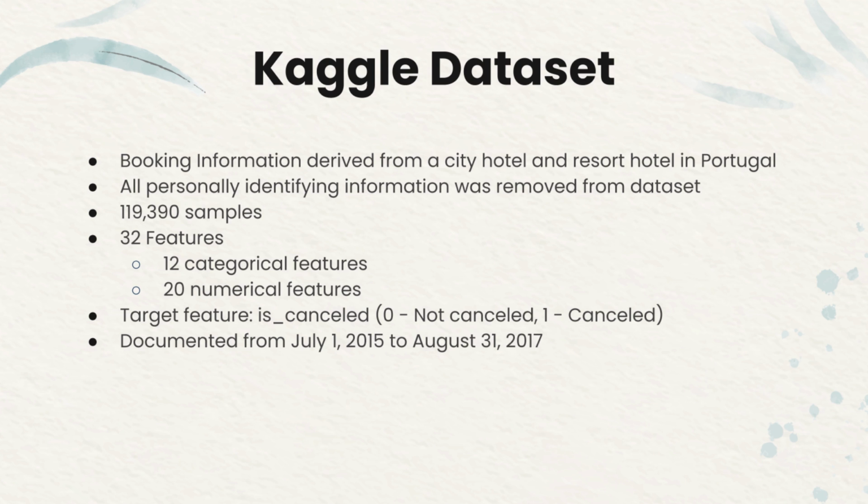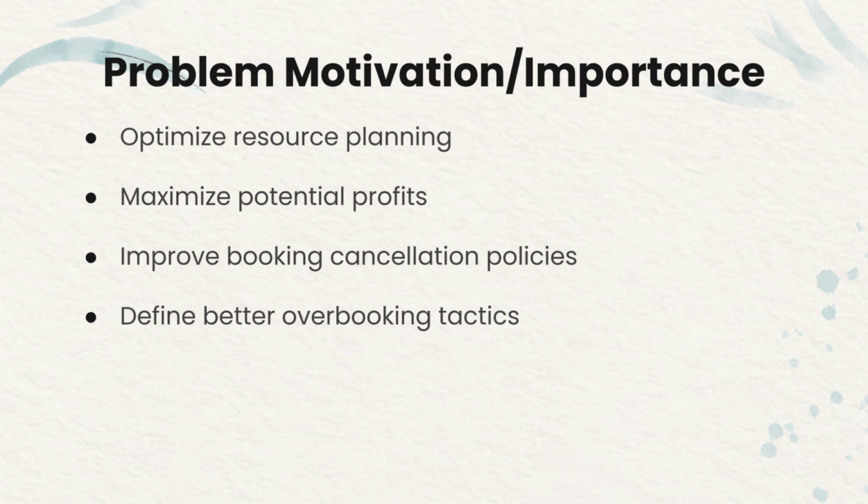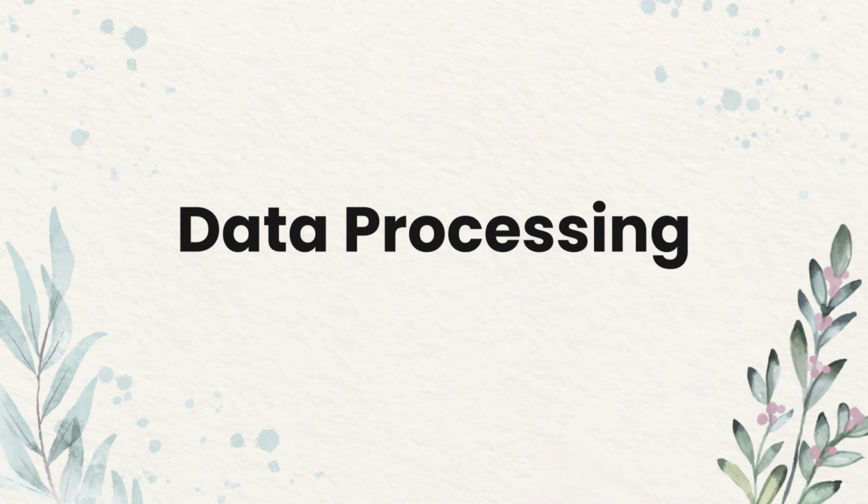The dataset contains around 120 case samples and consists of 32 features, 12 of which are categorical features and 20 of which are numerical. This project can prove useful to hotel companies who would like to optimize resource planning, maximize potential profits, improve booking cancellation policies, and define better overbooking tactics. In order to properly train and test the various models that I will be using for prediction, it was necessary to initially process the given data.